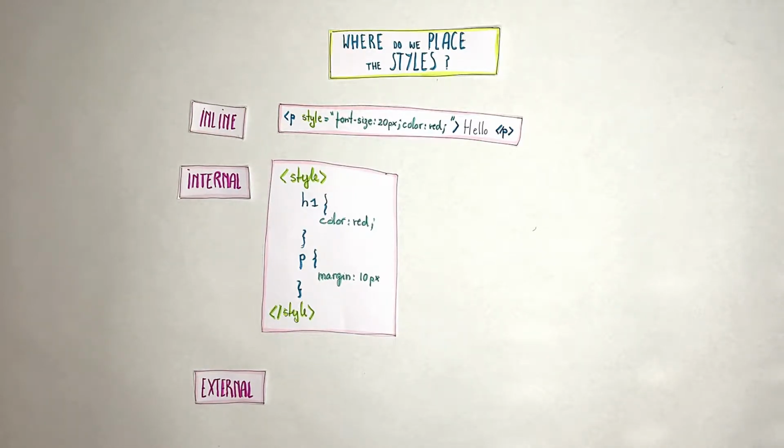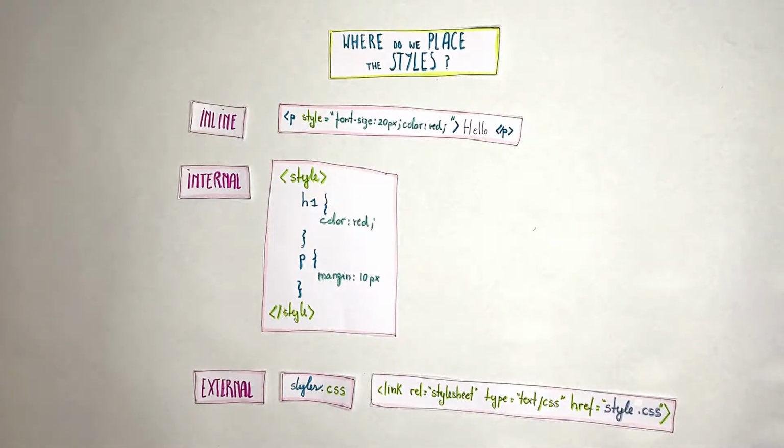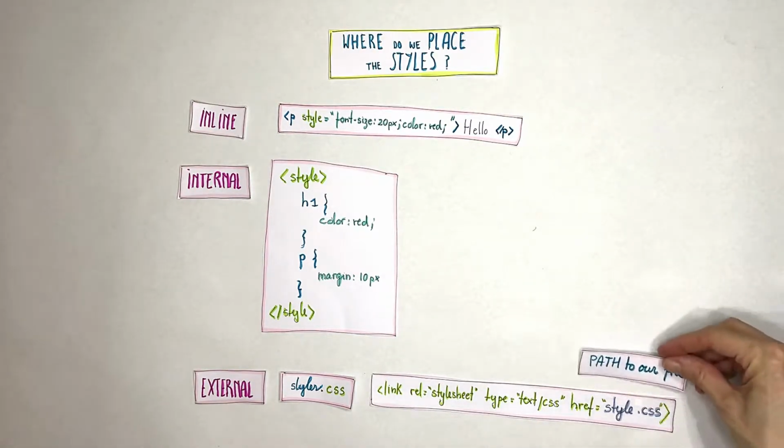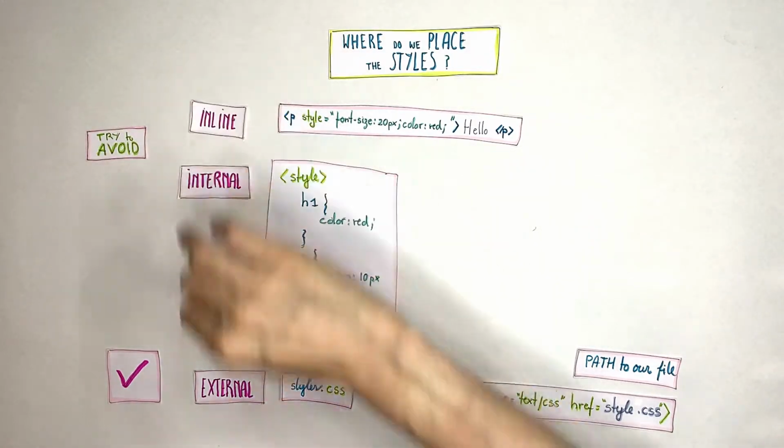The last option is to use an external style. In that case, the styles are created in an external CSS file, and then we have to add the reference to that file in the HTML document. We do so using the link tag. This is the syntax. In the href attribute of that tag, we place the path to the CSS file. The name of that file can be any name we want. Using an external style file is the recommended way of adding styles, so let's try to avoid the inline and internal styles.